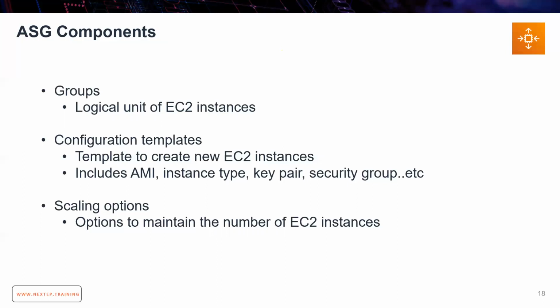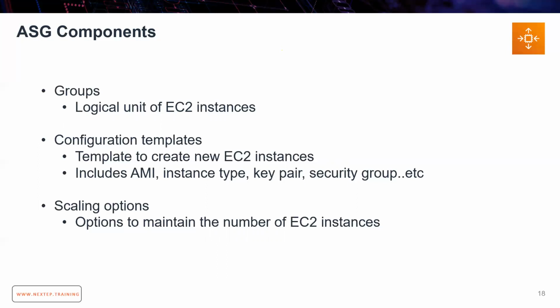And there is another concept called configuration template. This configuration template, they call it launch configuration or launch template, essentially. So what it means is, it is a template. How does EC2 auto scaling know what kind of EC2 instances it should provision? Should it be a T2 micro or C4 extra large?